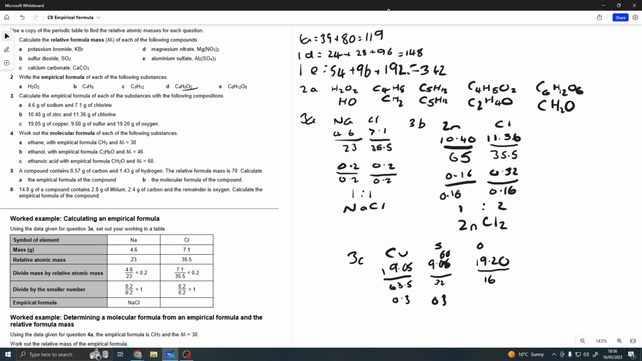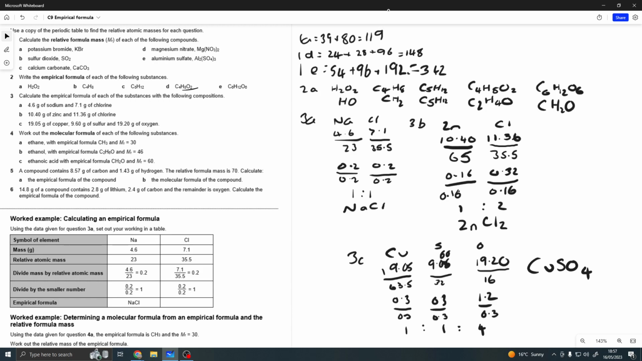And finally, 19.20 divided by 16 is 1.2. I'm going to divide those by 0.3 because that's the smallest of the three numbers. That gives me a ratio of 1 to 1 to 4. So our empirical formula here is CuSO4. Job done. Nice. Now we have some other questions to do.